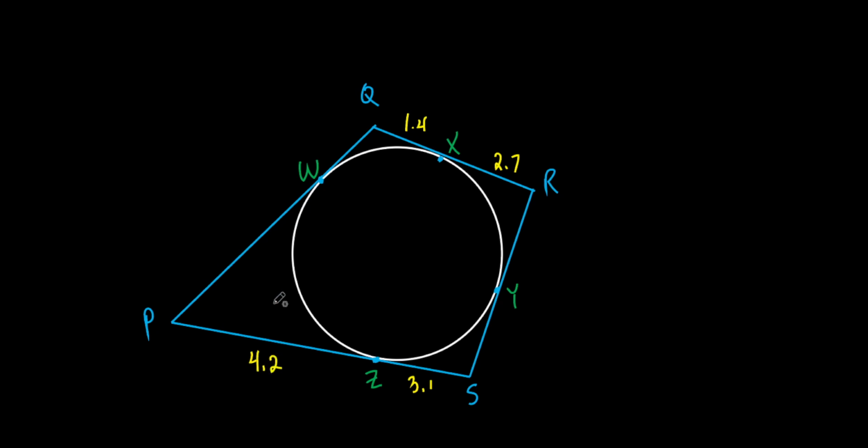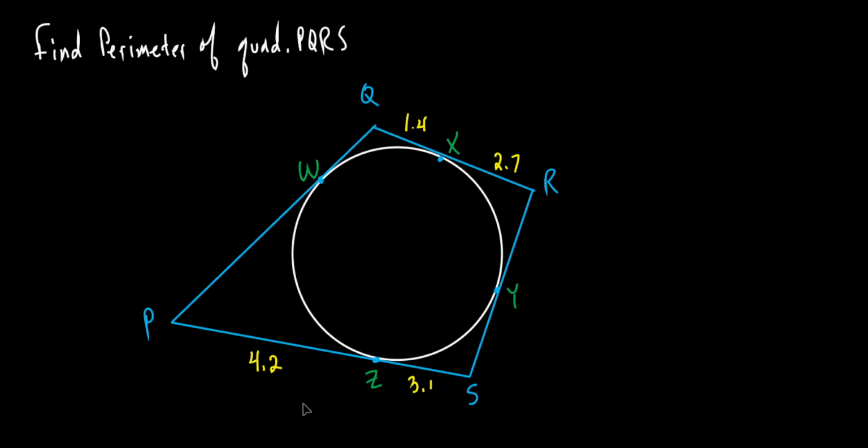Now they give you one. Yeah, that's it. That's all they give you. What you have to do is find the perimeter of quadrilateral PQRS. I'll tell you what, it took me a lot longer to draw this thing than it does to actually solve the problem. I promise. All right, so what do we do?